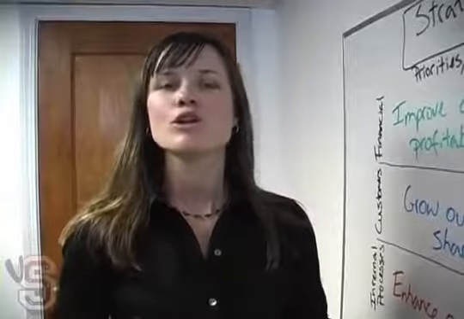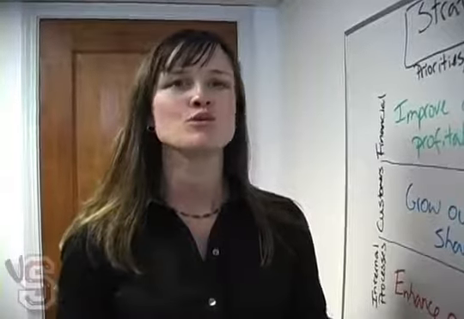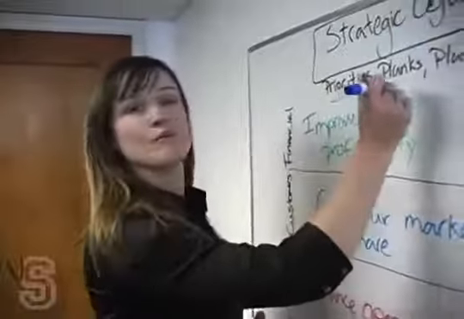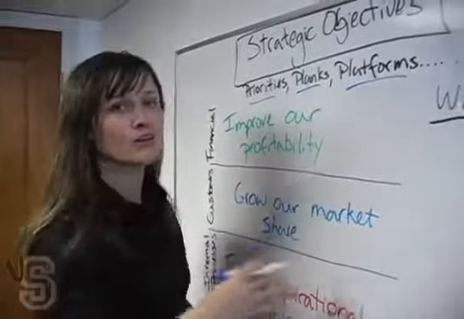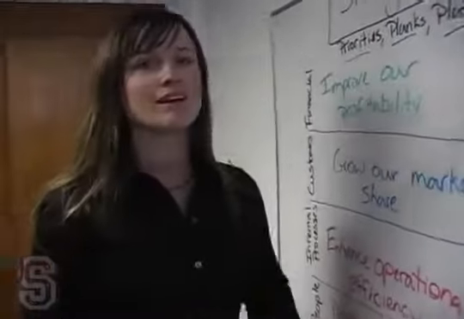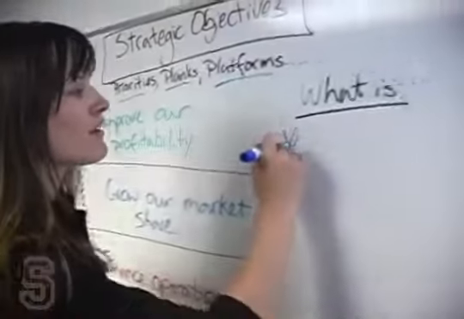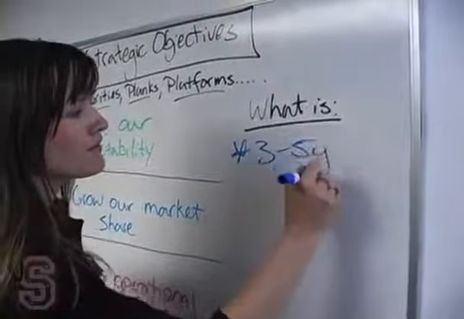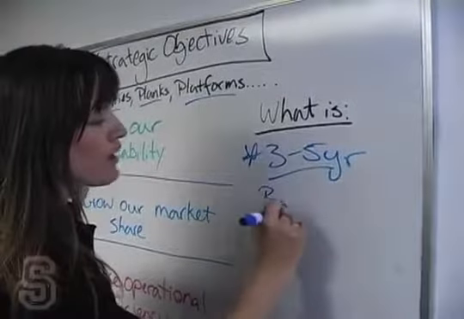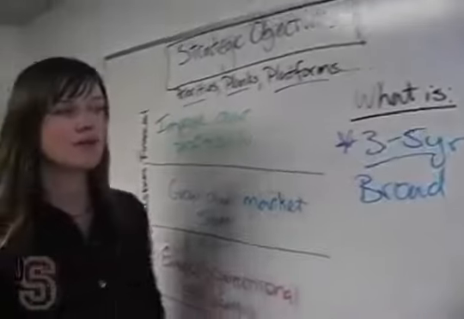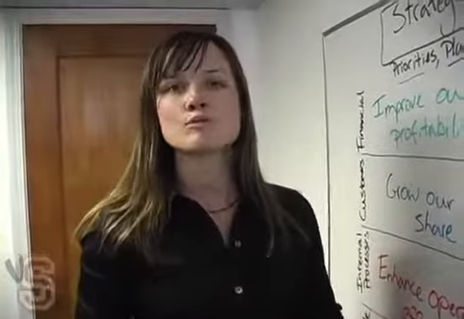Today's whiteboard session is on strategic objectives. We're using the word strategic objective, but you can use the word strategic priority, plank, platform, cornerstone, goal. It doesn't really matter. What we're really talking about today is putting together 3 to 5 year, that's important, broad-reaching statements. Okay, that's the point. 3 to 5 year broad-reaching statements.